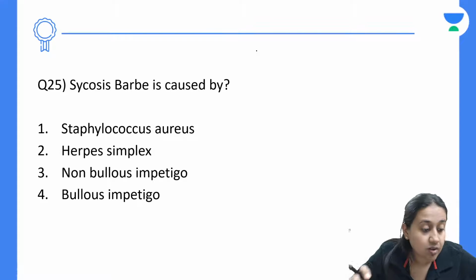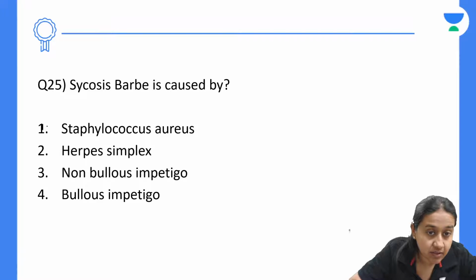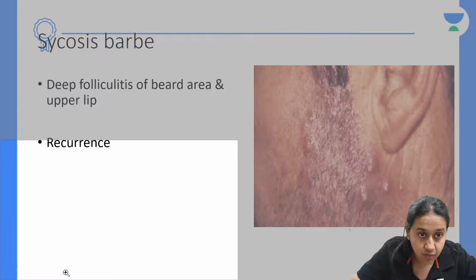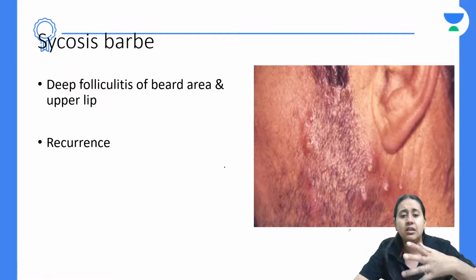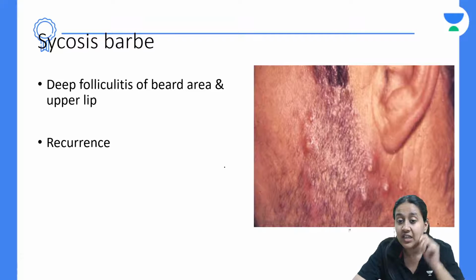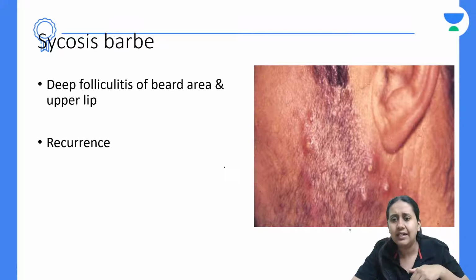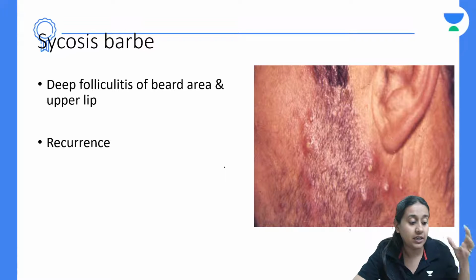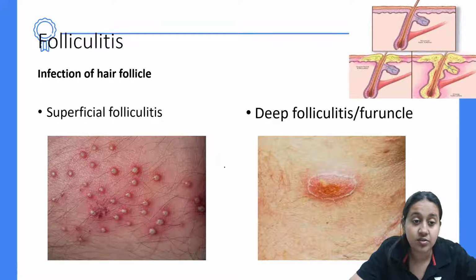Amazing. Please remember, sycosis barbae is nothing but folliculitis of the beard area, and the most common organism is Staphylococcus aureus. Can you see this? I hope the image is clear to all of you. This is the deep folliculitis of the beard area, and it occurs very frequently in young males who shave in different directions. When the hair grows inward, it causes infection of the underlying part and a folliculitis like feature.